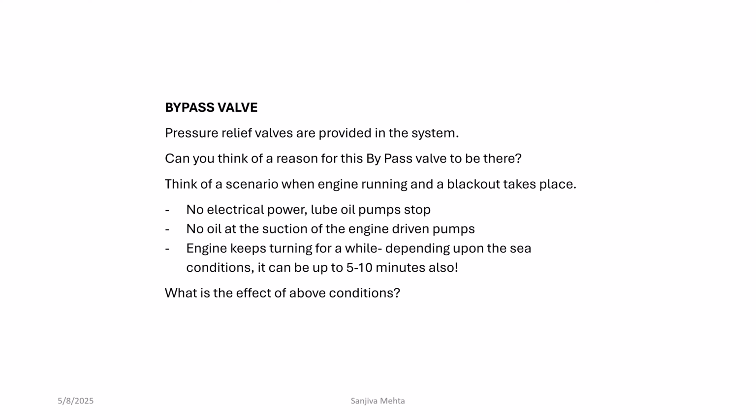Okay, now think of a scenario when the engine is running and a blackout takes place. What happens? Of course, no electrical power. The main lube pump stops, which is drawing oil from the sump and sending oil to the engine driven pumps. Correct? No oil will be supplied at the suction of the engine driven pump because the main lube pump has stopped. No power, blackout has taken place. But the engine keeps on turning. The propeller keeps on turning for a while, on a large ship up to 5 to 10 minutes, but of course slowly. But the propeller keeps turning, which means the piston is moving up and down.